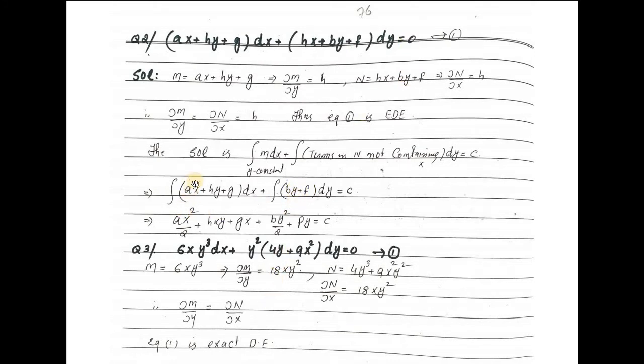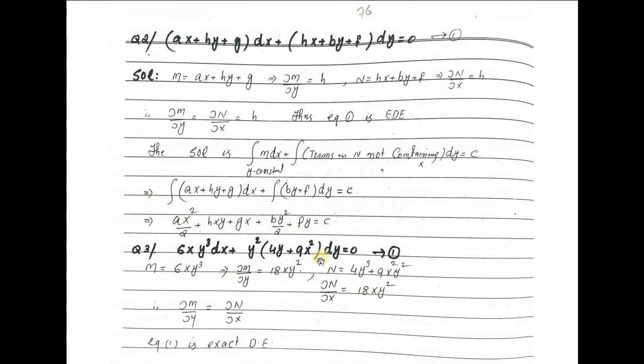terms are here. Now integral of ax with respect to x is ax square over 2 plus integral of hy with respect to x is hxy plus integral of g with respect to x is equal to gx. Similarly, integral of by with respect to y is by square over 2. F will become fy is equal to c. So this is the general solution.